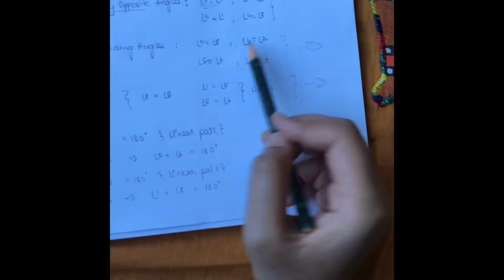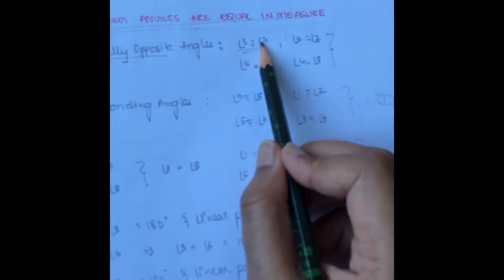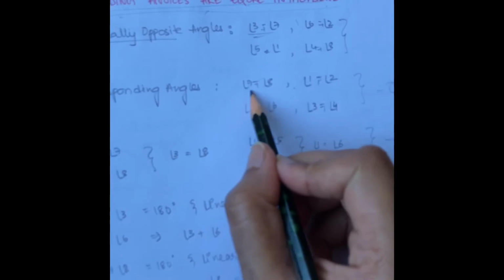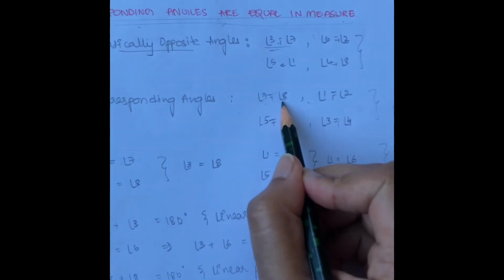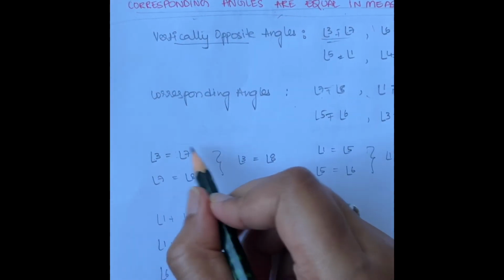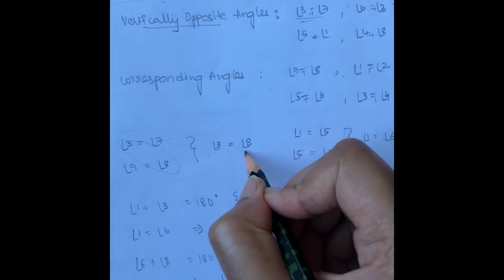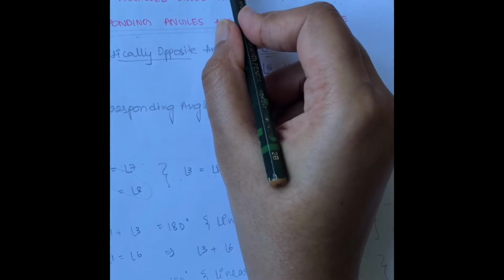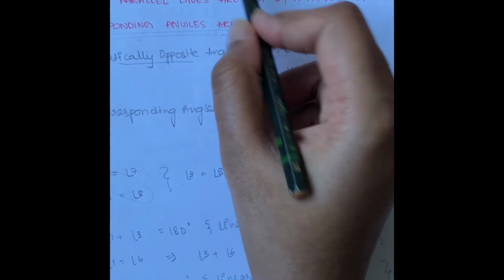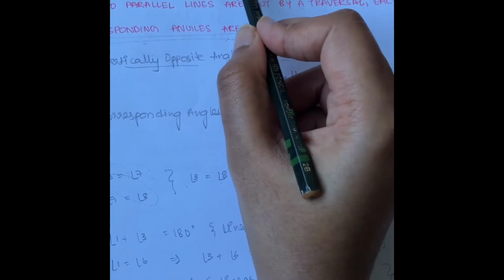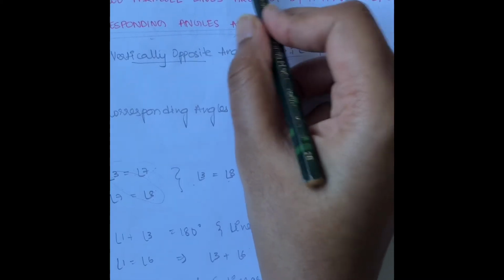From these two, we see that 3 is equal to 7. But from this result, we have 7 is equal to 8. So 3 is equal to 7, 7 is equal to 8, which means that 3 is equal to 8. What are these? 3 and 8 are a pair of alternate interior angles.